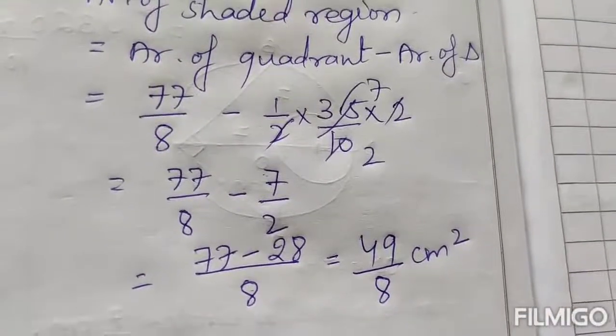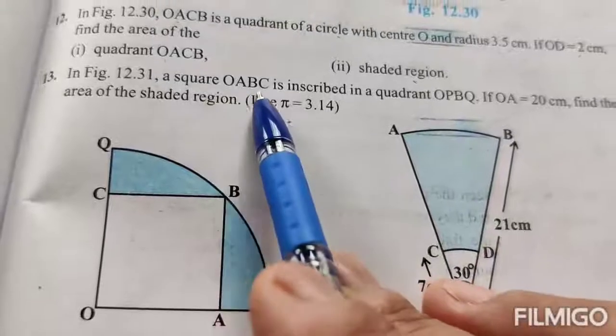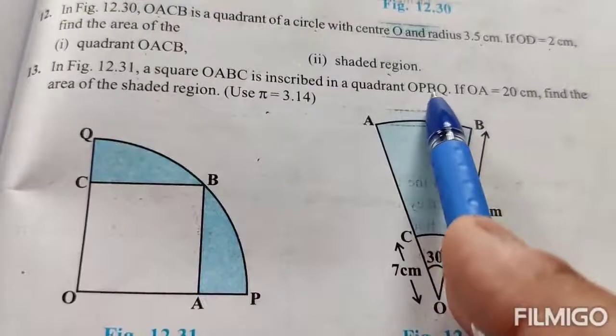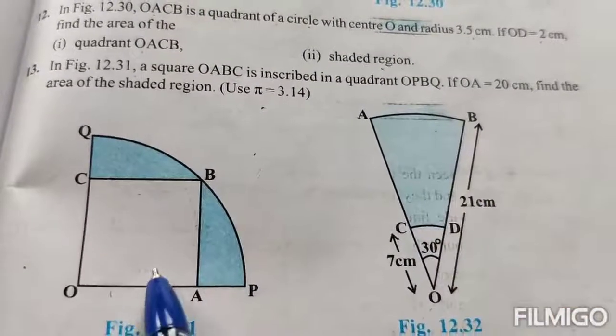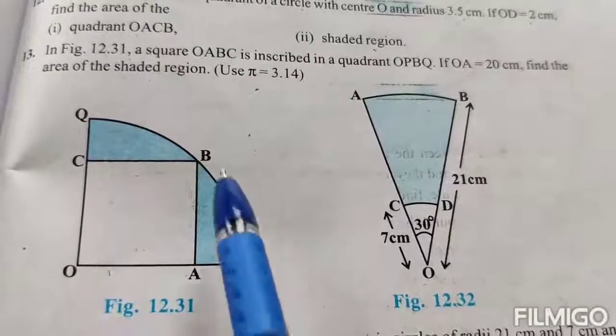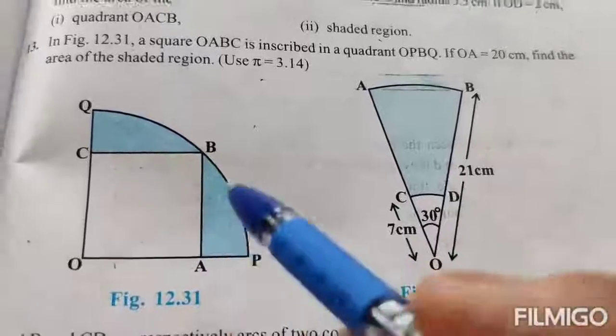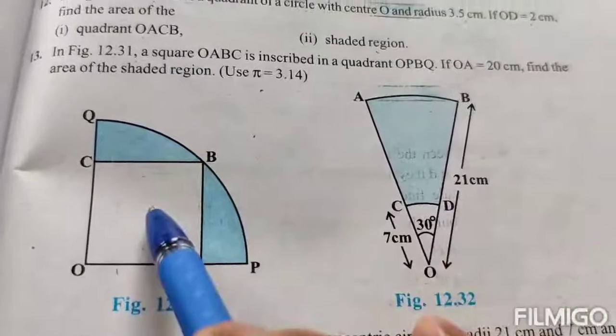Next question. Question number 13. A square OABC is inscribed in a quadrant OABQ. OA equal to 20 centimeter. Find the area of shaded region using pi equal to 3.14. Area of shaded region equal to area of quadrant minus area of square.